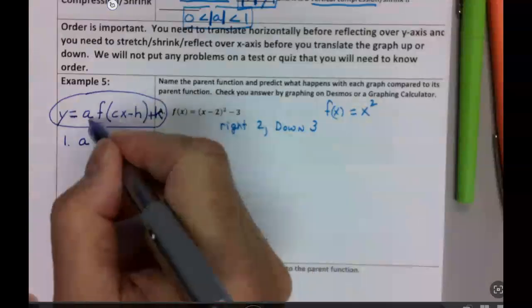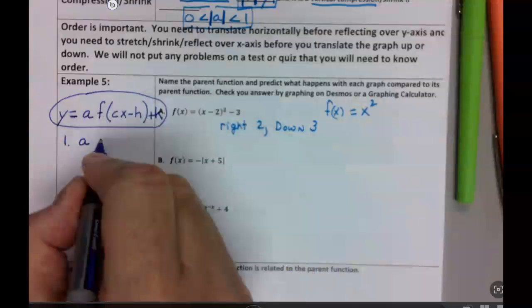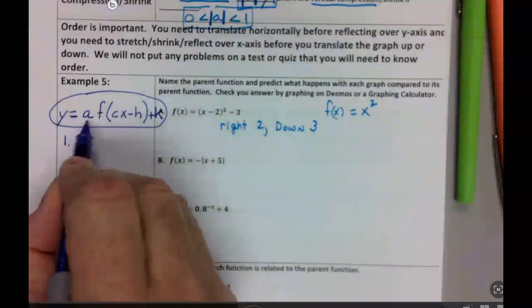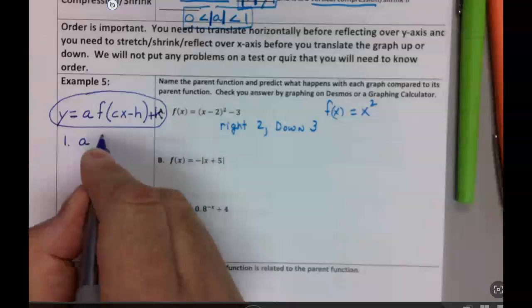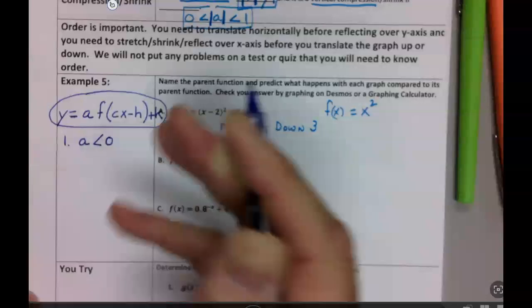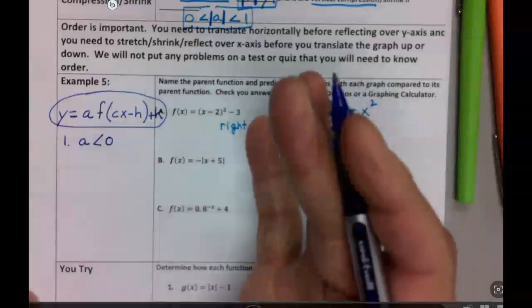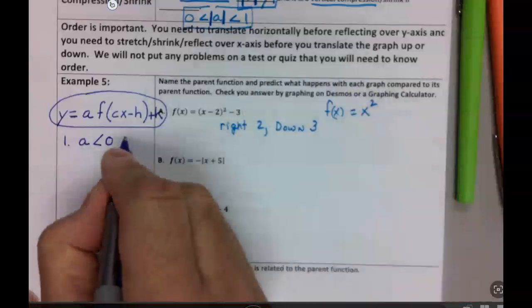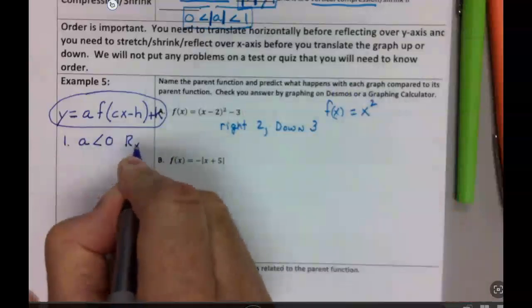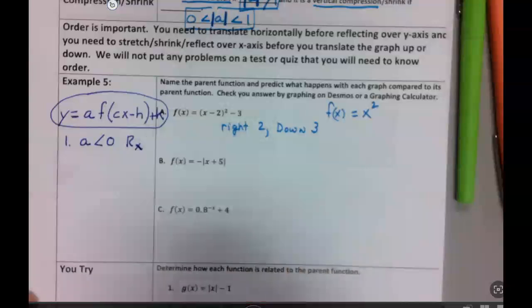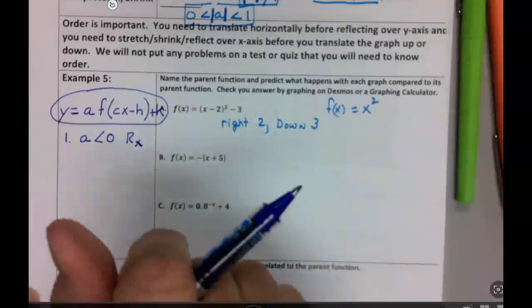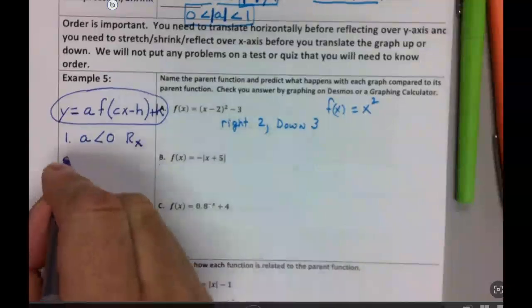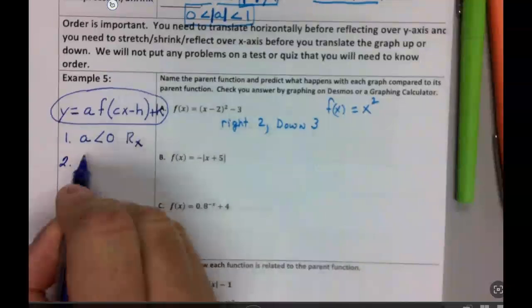What's out in front? It tells me if it's a negative, if A is less than 0. Correct? It's going to reflect across the x-axis. So that little R with the X means reflect across the x-axis, okay? Secondly, you're going to look at H and K.